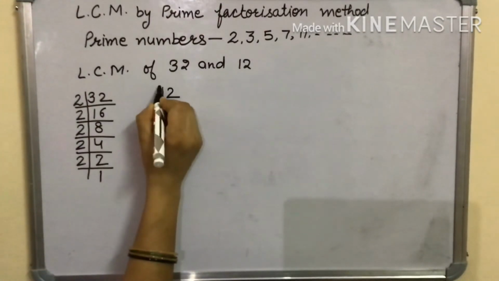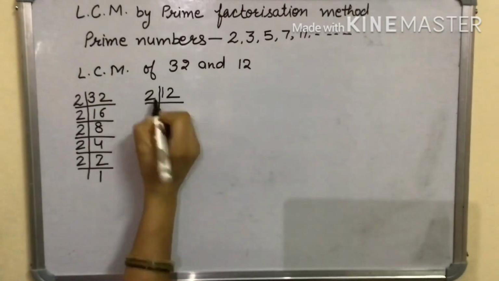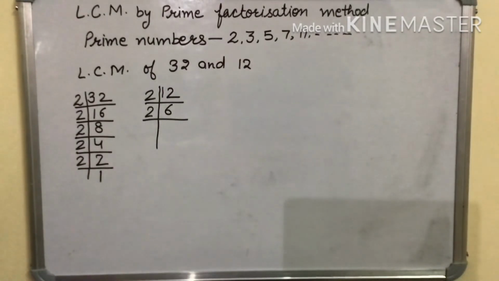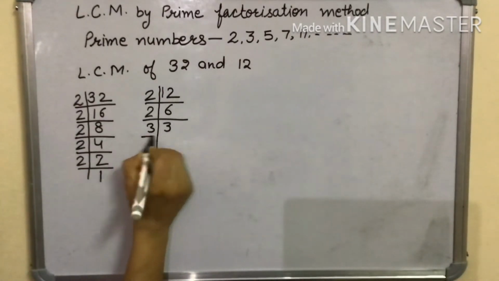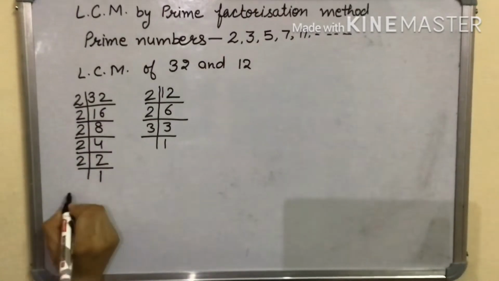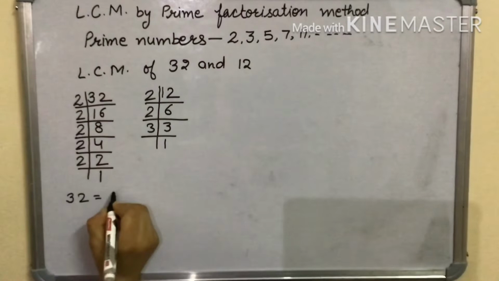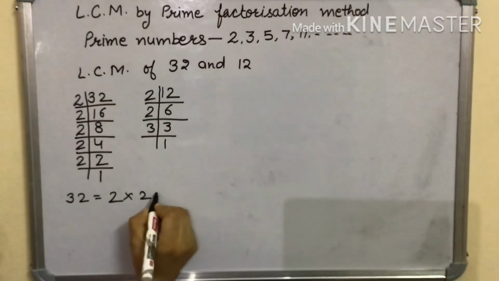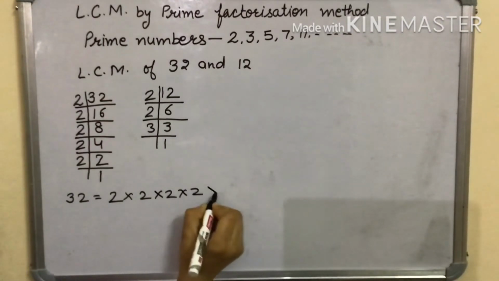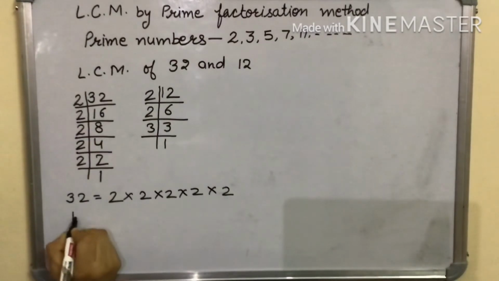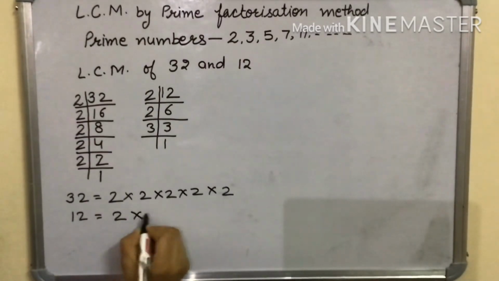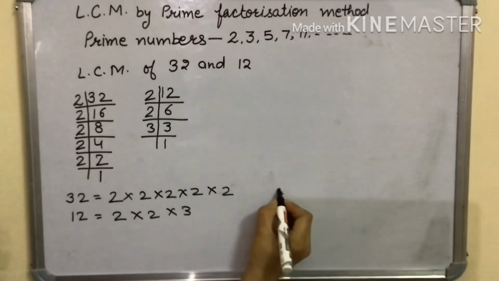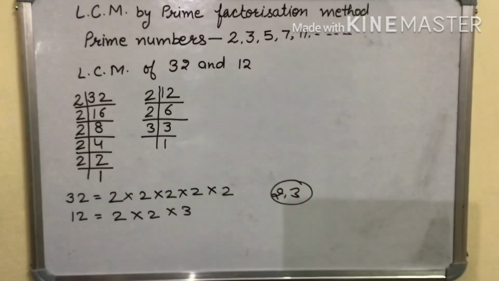Now factorize 12. Divisible by 2 and it is 6. This is also divisible by 2. We get 3 and this is divisible by 3. We get 1. So factors of 32 is 2 five times: 2 into 2 into 2 into 2 into 2. And 12 is 2 into 2 into 3. So we use here 2 and 3.